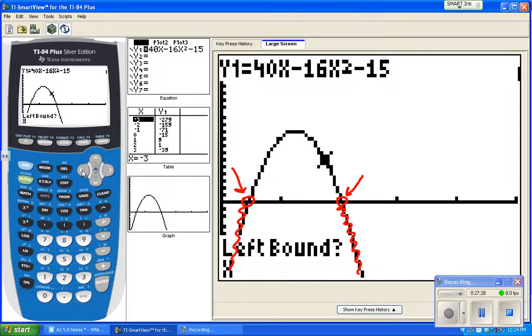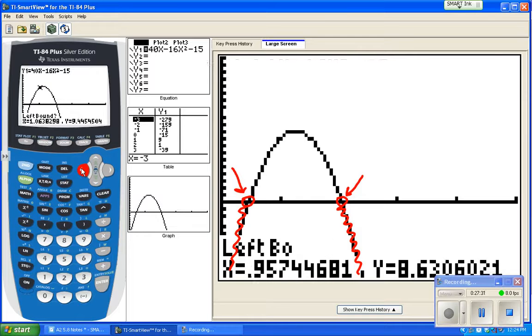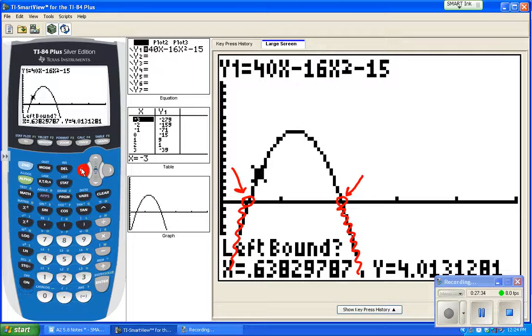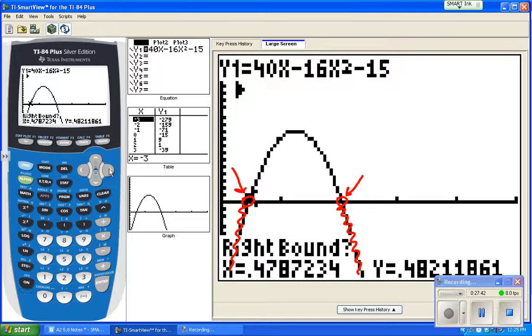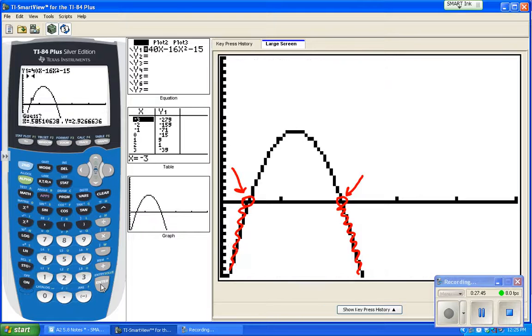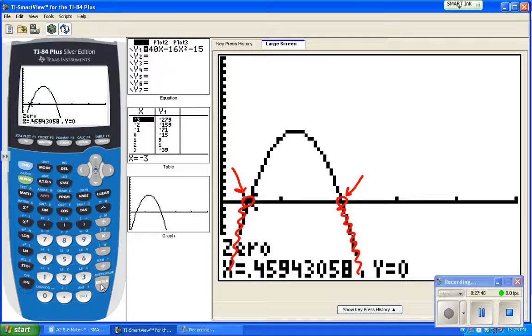So let me get my cursor over a little bit. And remember, for your left bound, you just want to go a little bit to the left. So somewhere like that, maybe. Get right boundary. All right, so about 0.46 seconds approximately. So a little less than half a second. So when you kick this ball, it's less than 15 feet for the first 0.46 seconds as it's rising. And then after that point, it gets higher.